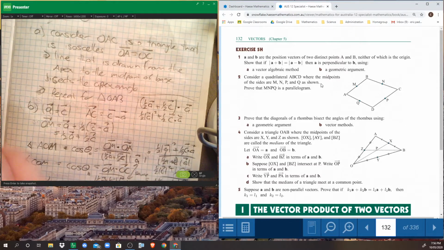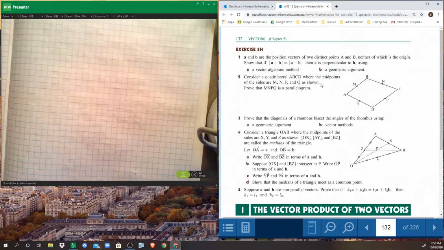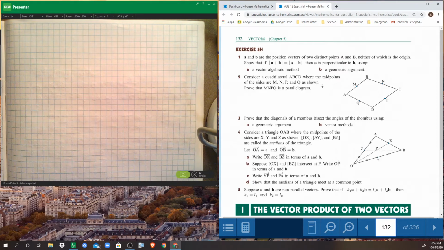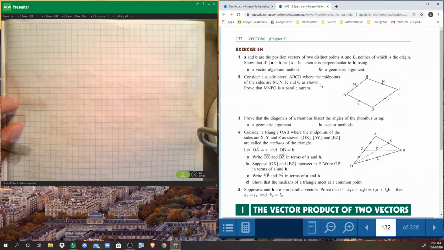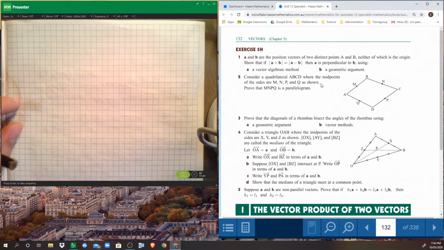All right, so let's have a look at another one. We're up to question 4. There's not too much left to do. Question 4: construct a triangle OAB with the midpoints of the sides X, Y, and Z. It's called the medians of the triangle.